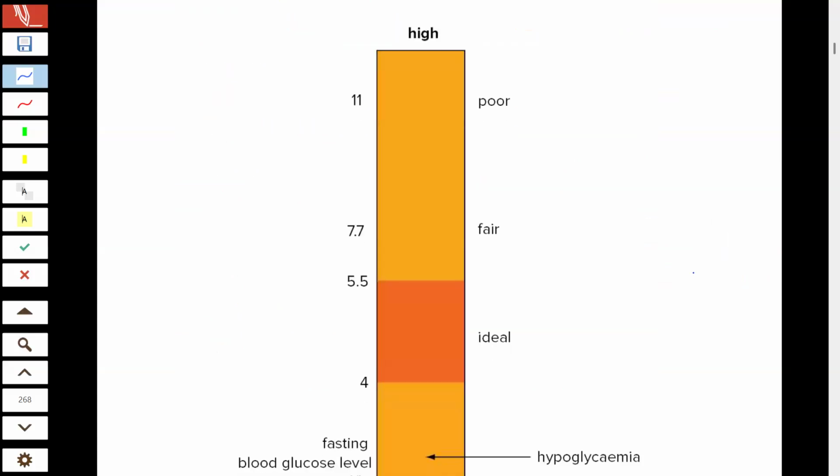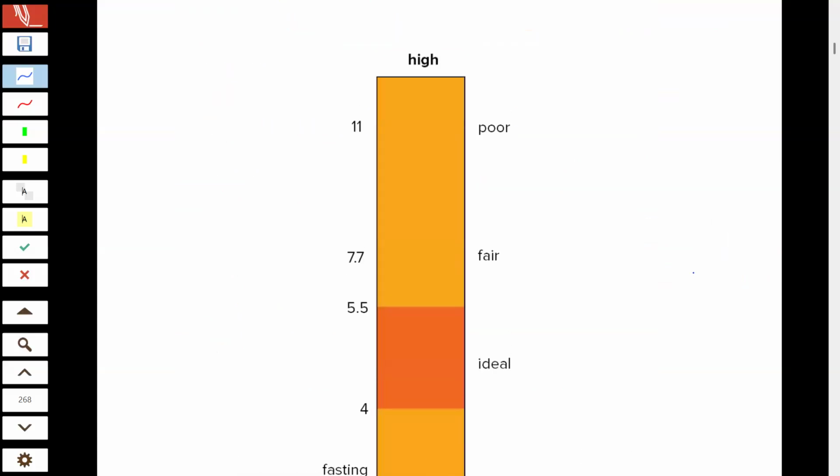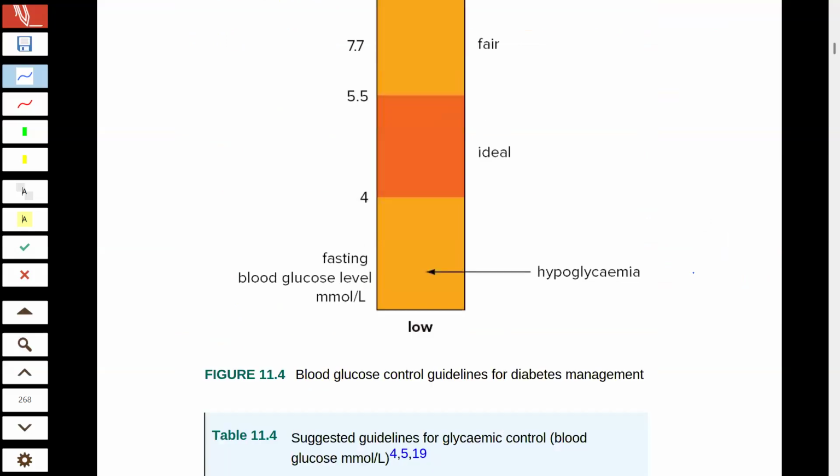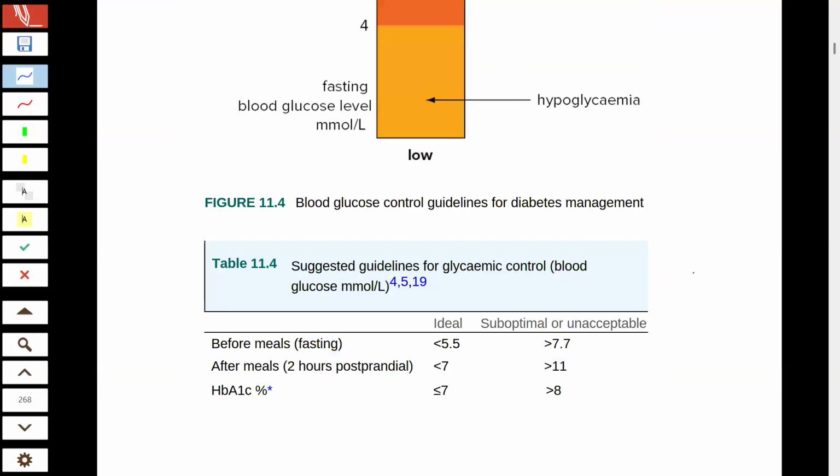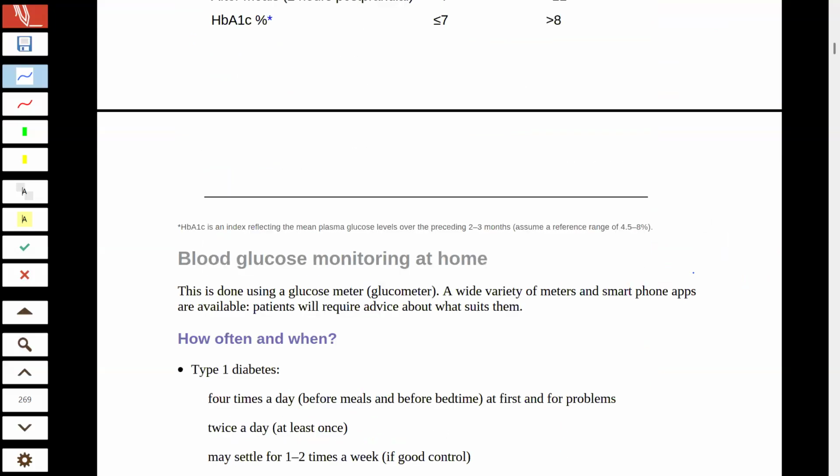There is a graph to show where the diagnosis of diabetes and the baseline level are.